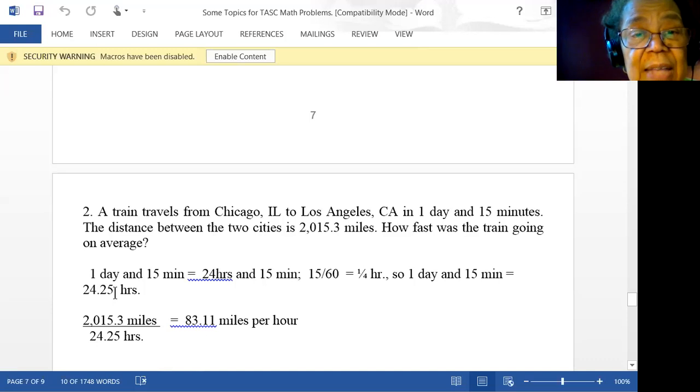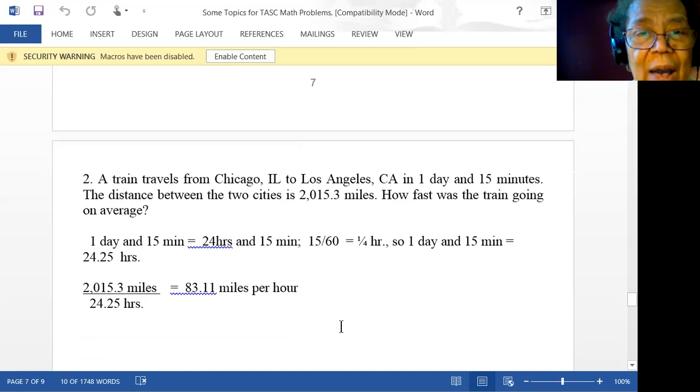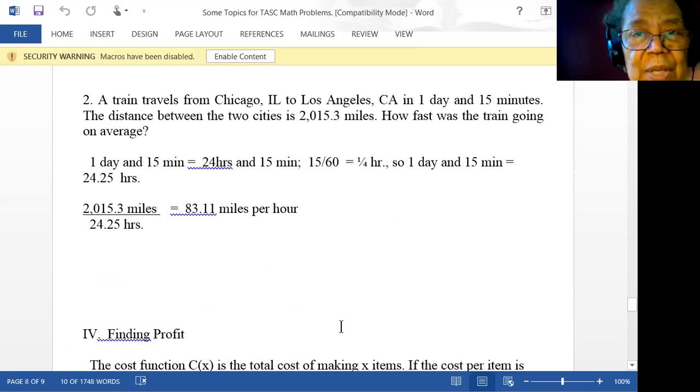So to find the miles per hour this train is traveling, you divide the number of miles, 2,115.3 miles, divided by the number of hours, 24.25 hours, would give you 83.11 miles per hour. So that would be how fast the train was going on an average.